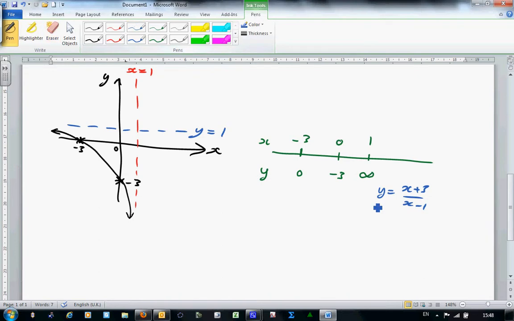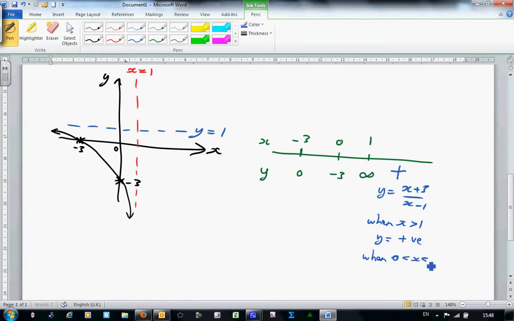When x is between 0 and 1, okay, no, that's a fraction. Don't worry about that. Let's just have a quick look. Let's choose a half. Then we've got a half plus 3 is positive, and a half minus 1 is negative. So we've got positive divided by negative, so y must be negative. That's that for that section there.